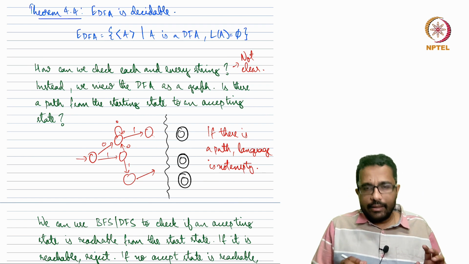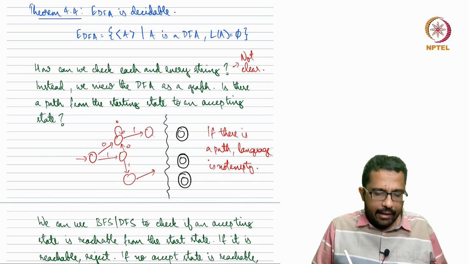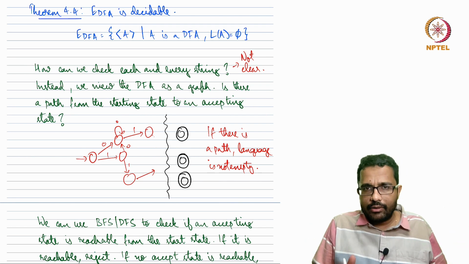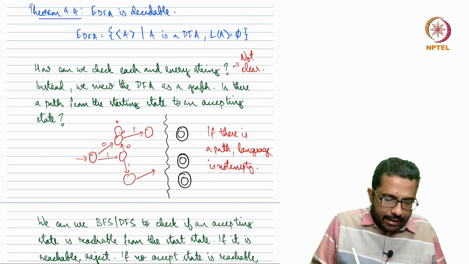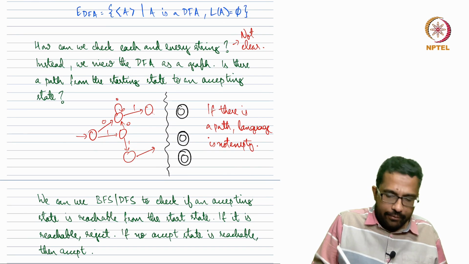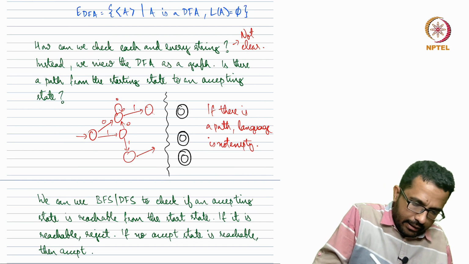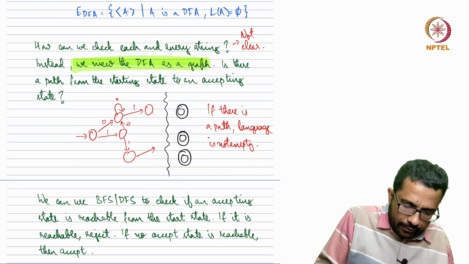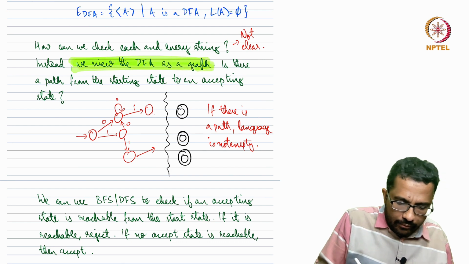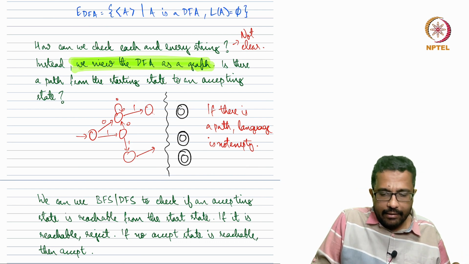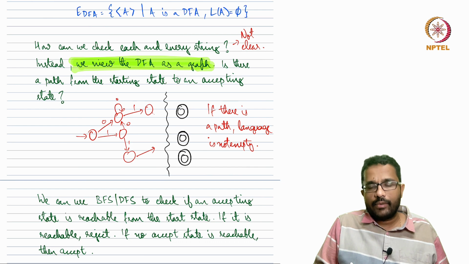Now let us not look at it as a language or DFA or anything. We can just see this as a graph. So the key idea is we just view the DFA as a graph, and we are just checking whether there is a path from the first vertex, the starting state, to one of the vertices designated as an accept state.